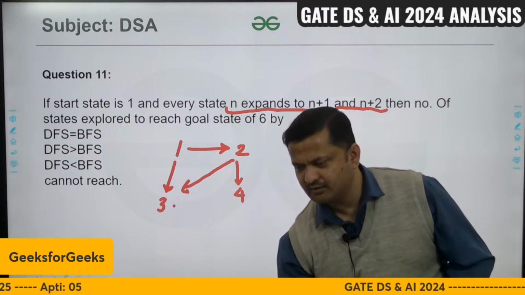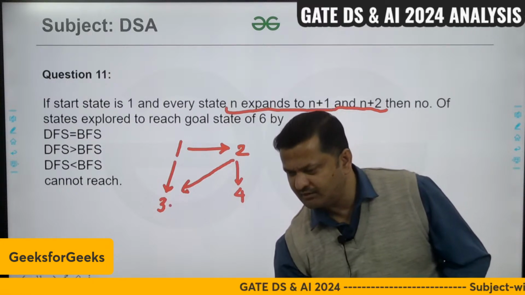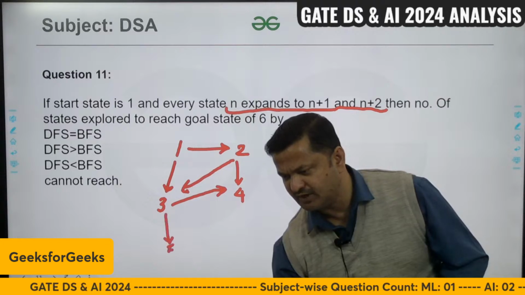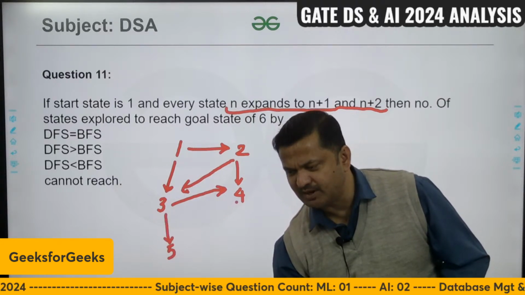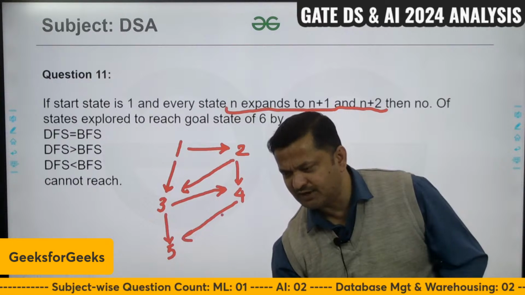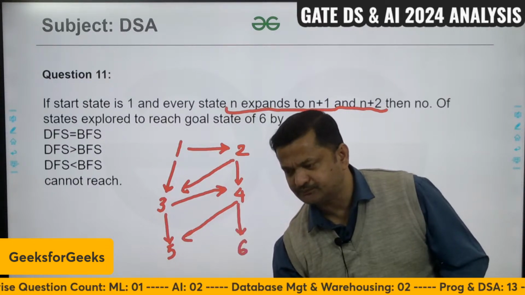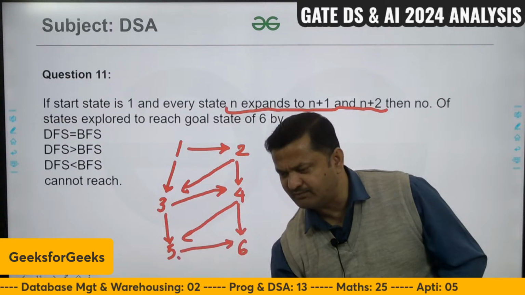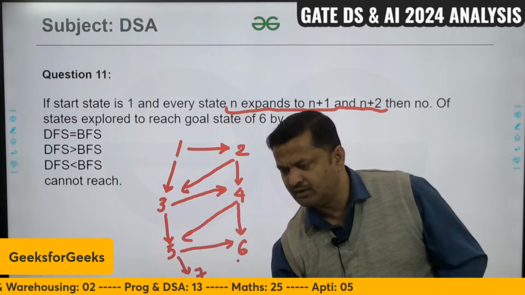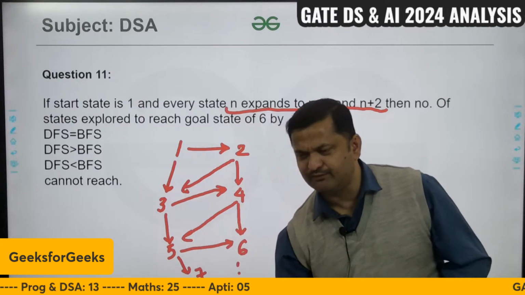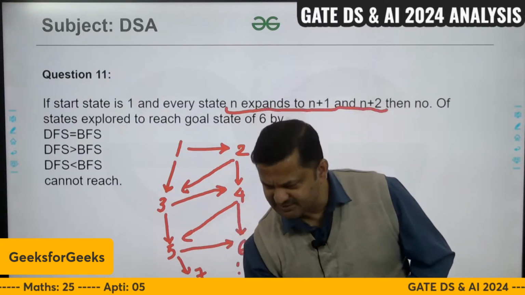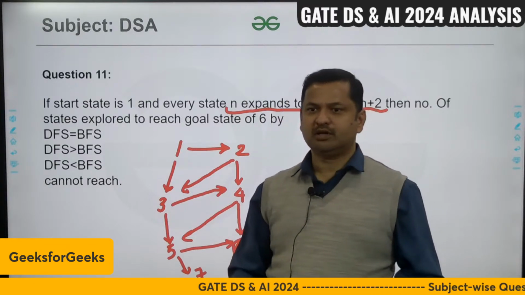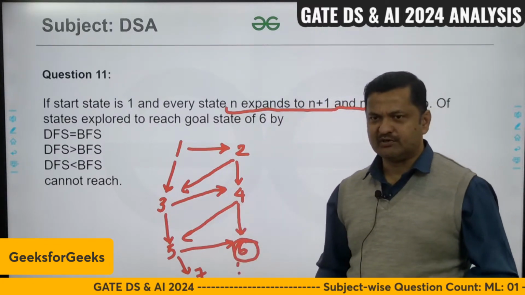All right, proceed for 3. 3 can expand to 3 plus 1, that is 4, or 3 plus 2, that is 5. Then 4 can expand to 4 plus 1, that is 5, and 4 plus 2, that is 6. Similarly, 5 can expand to 5 plus 1 and 5 plus 2, that is 7, and definitely it is going to be higher for this particular case. My goal is 6 over here. That means this particular node is the target. Okay, 6 is going to be the target in this scenario.